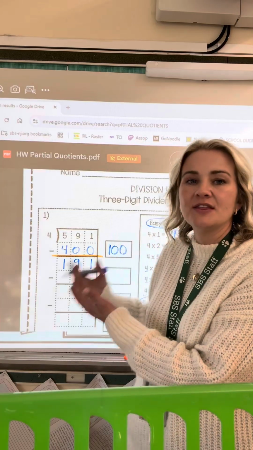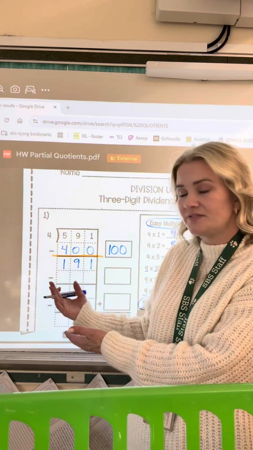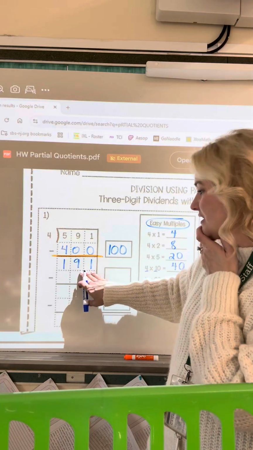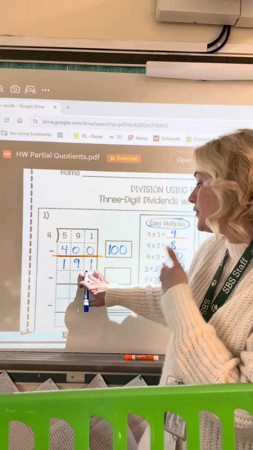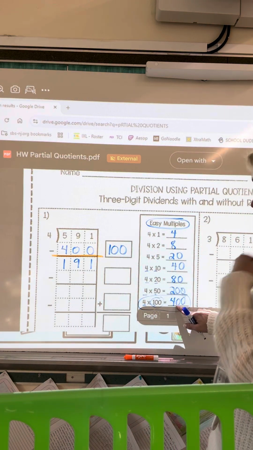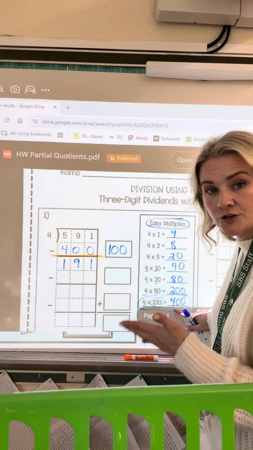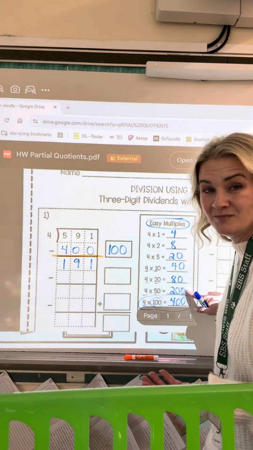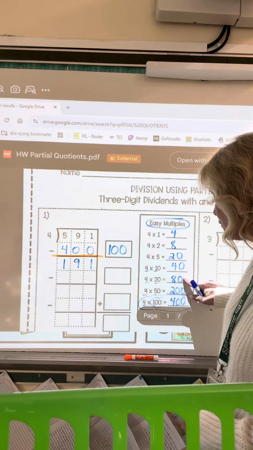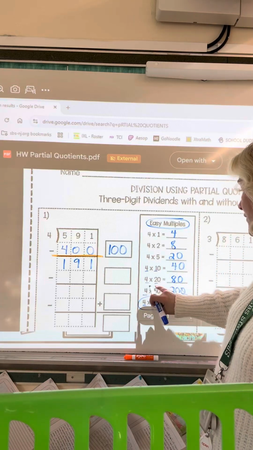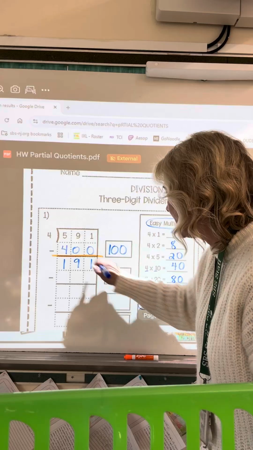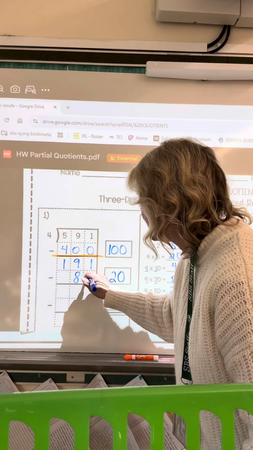So now we want to try to make this new number 191, because this is our new dividend. So we're going to say, what can I multiply 4 by to get as close as possible to 191 without going over? And this is where you look at your easy multiples. The kiddo should say, well, I can't pick 400 because that's larger than 191. I can't pick 200 because that's larger than 191. So they would pull 4 times 20 is 80. So I'm going to use 20 as the number I'm going to multiply 4 by. 20 times 4 is 80.